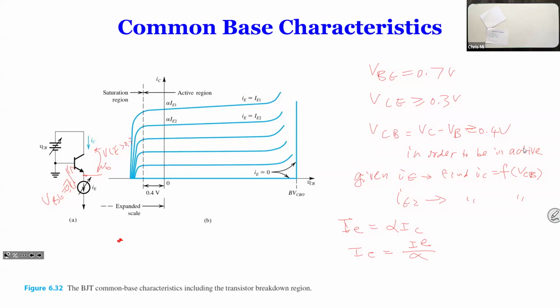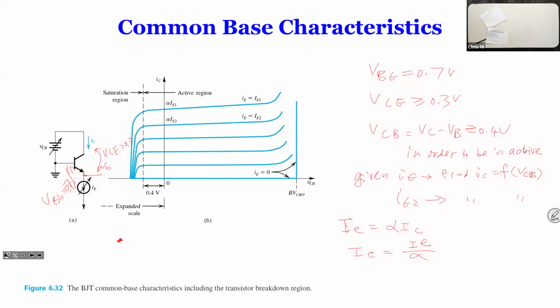It's really very simple to look at the relations between IC and IE. If you think beta is infinity now, alpha is 1, so IC is actually equal to IE. So what it means is that if IE is given, you get 1 IE here in this region. But if VCB is too small, you get into the saturation region, and now it's no longer true. IC is no longer the same as IE. The difference becomes bigger and bigger. This is what this table tells you.